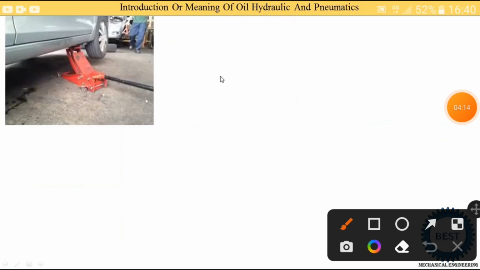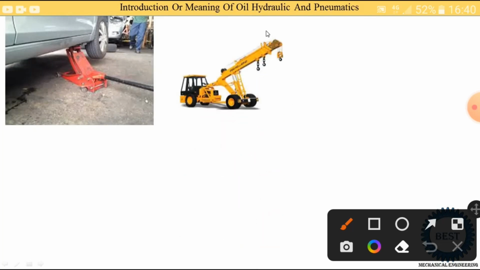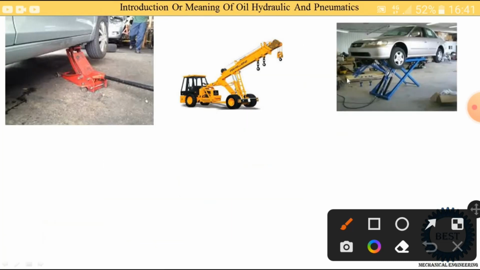Now the basic examples of hydraulic systems. Here you see a hydraulic jack, which is generally used when there is a puncture in a car. This jack has some oil in it, so it is called a hydraulic system. This is a hydraulic crane, generally used to lift heavy weights. Inside it a hydraulic system is used. Here you see a cylinder, and inside this cylinder pressurized oil is supplied. So it is also called a hydraulic system. This is also a type of hydraulic jack, generally used in a garage for repairing cars, so the complete car is lifted up.